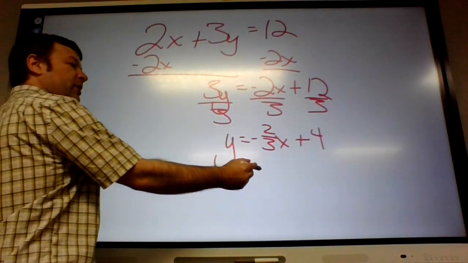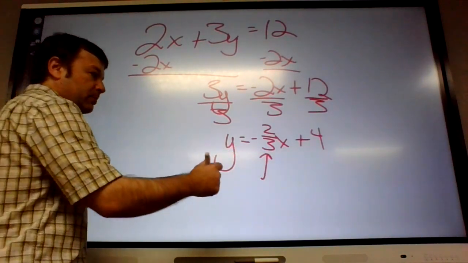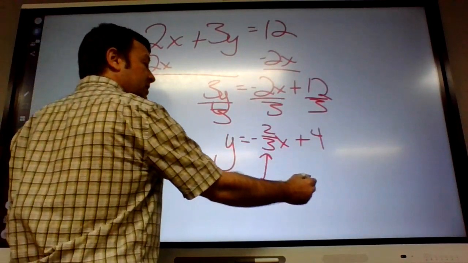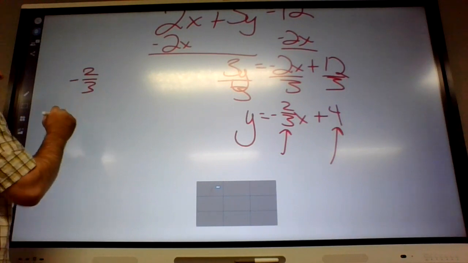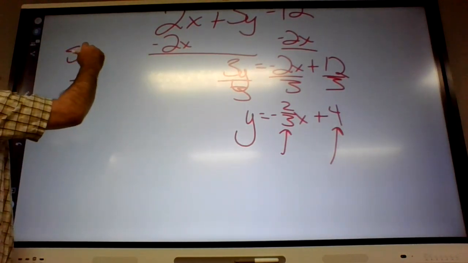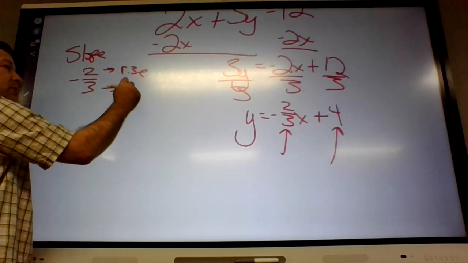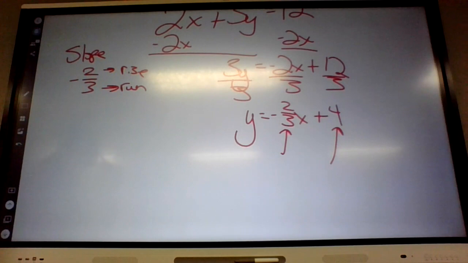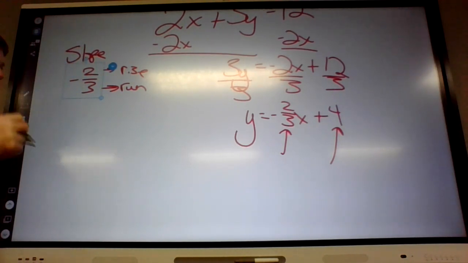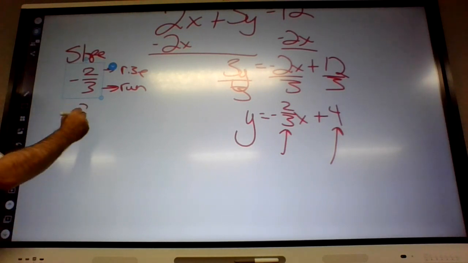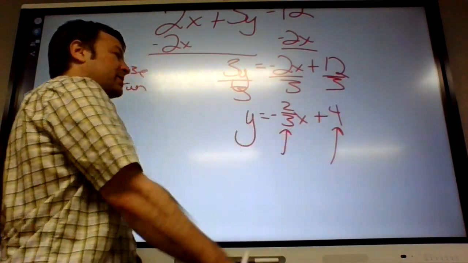What's this number in front of the x tell us? Slope. And what's this number out here tell us? Y-intercept. So what's the slope tell us specifically? Rise over run. Like if we graph it, the top number is the rise and the bottom number is the run. Usually if there's a negative, just think of it as on top or bottom. Usually I just put it on top. It's like negative 2 over 3. This tells us the y-intercept, where it crosses the y-axis.